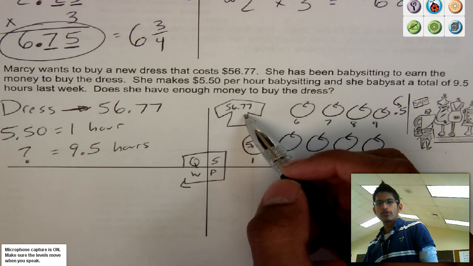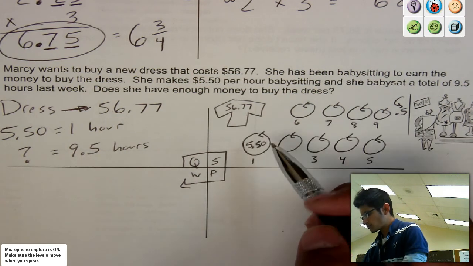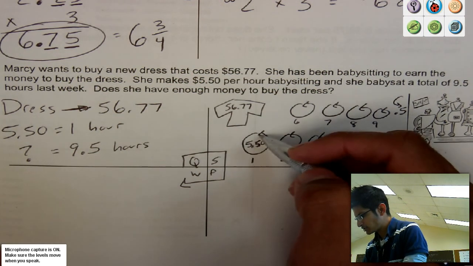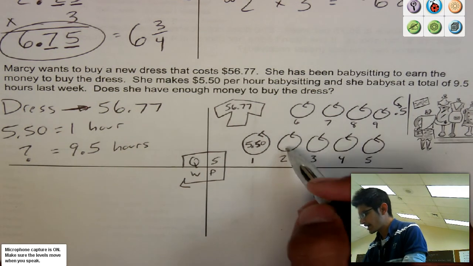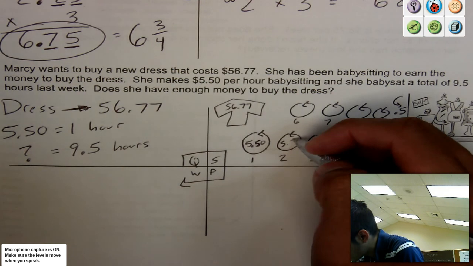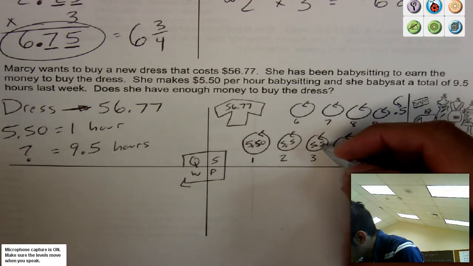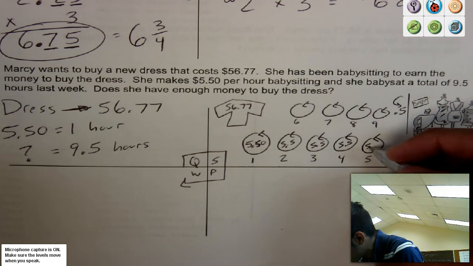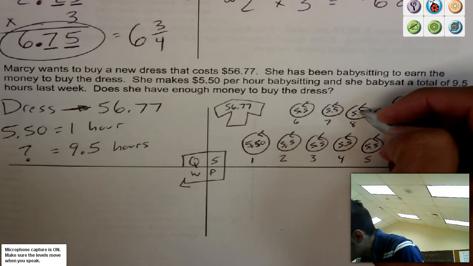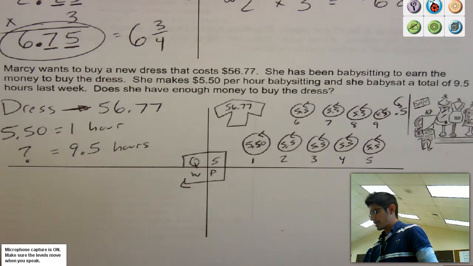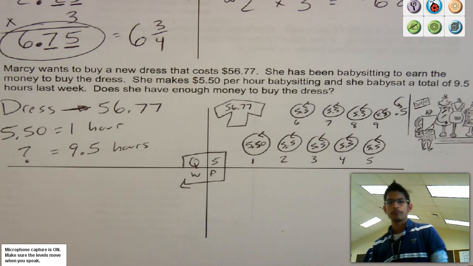Okay, so for my strategy, I drew the dress. That's $56.77. And I know that's supposed to be like a clock. So in 1 hour, she makes $5.50. In 2 hours, in 3 hours. So every hour, she's going to make $5.50 every single hour. And she works for 9.5 hours. And so I need to figure out how much money she will make if I want to do that. And then the half an hour will be half of $5.50.